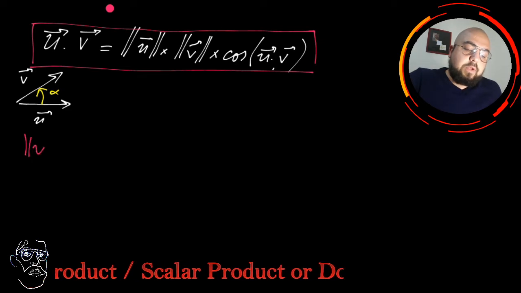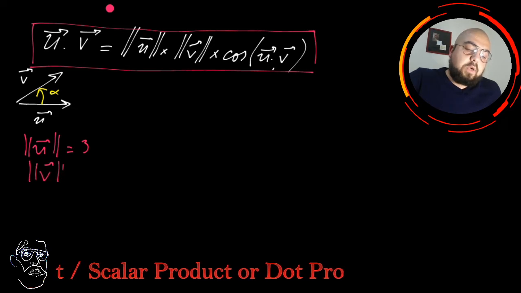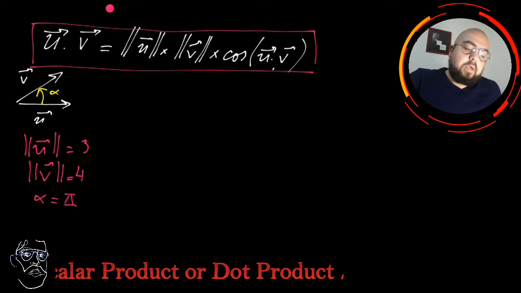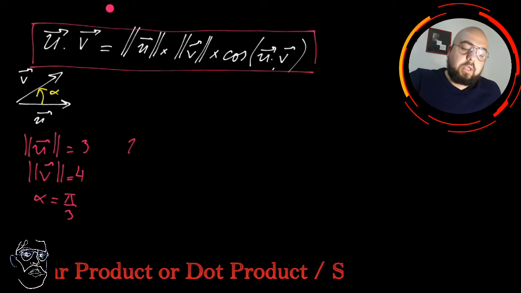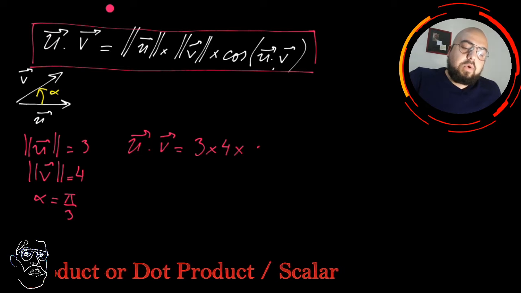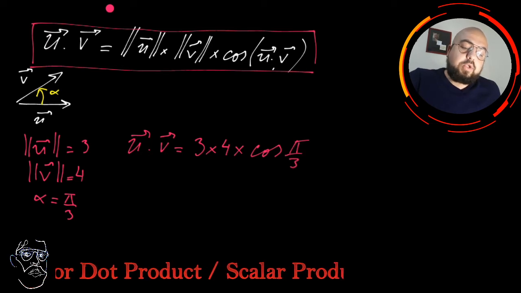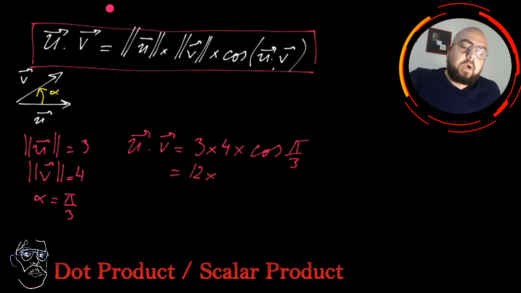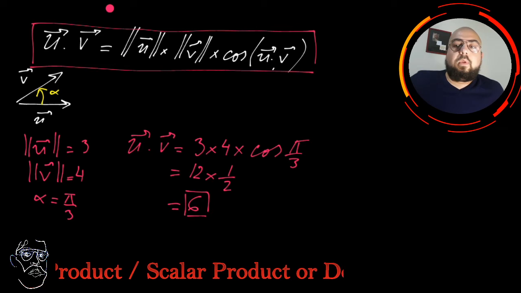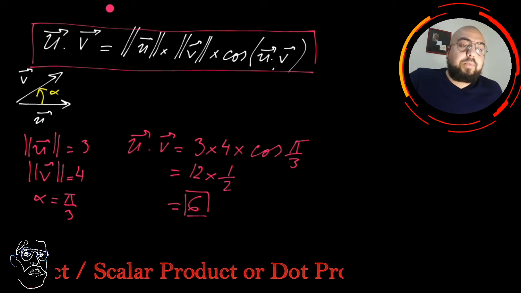So let's say we have u, and the norm of u is equal to 3, the norm of v is equal to 4, and let's say alpha was equal to pi over 3. So you have to say u scalar v is equal to 3 times 4 times cosine of the angle alpha, of course, pi over 3. So it's 12 times cosine of pi over 3, it's 1 over 2. So the scalar product is 6. Alright, so this was the second method in order to calculate the scalar product.